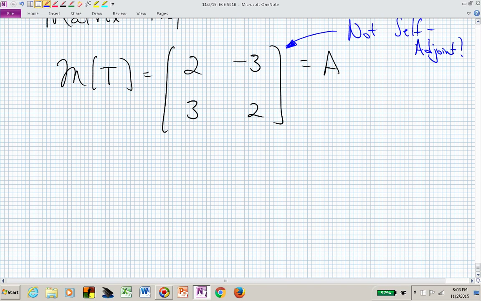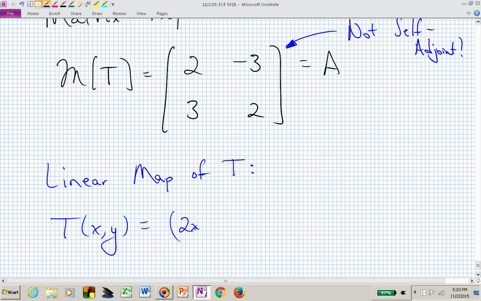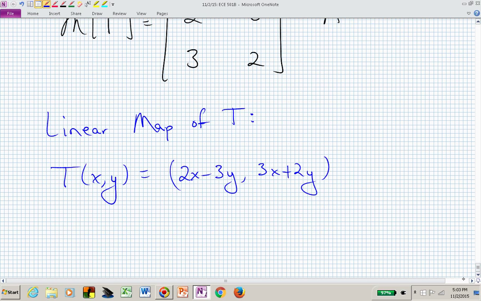What's the linear map of that T translate into? If I now said T of xy, what's T of xy? Two x minus 3y and 3x minus 2y. Just making sure you're awake. Plus 2y. 3x plus 2y is the second coordinate.